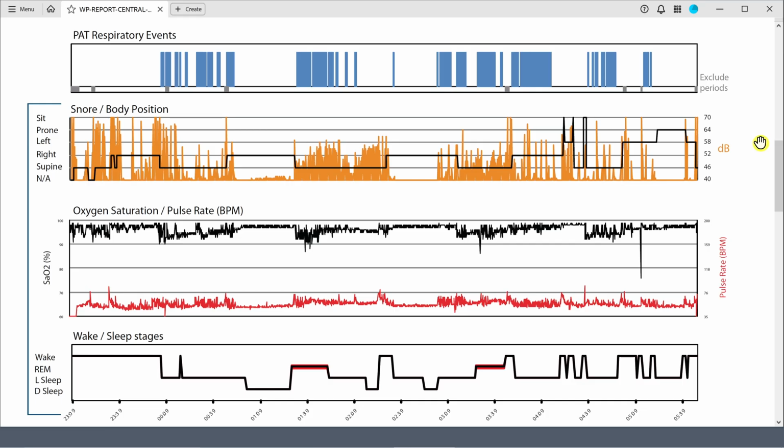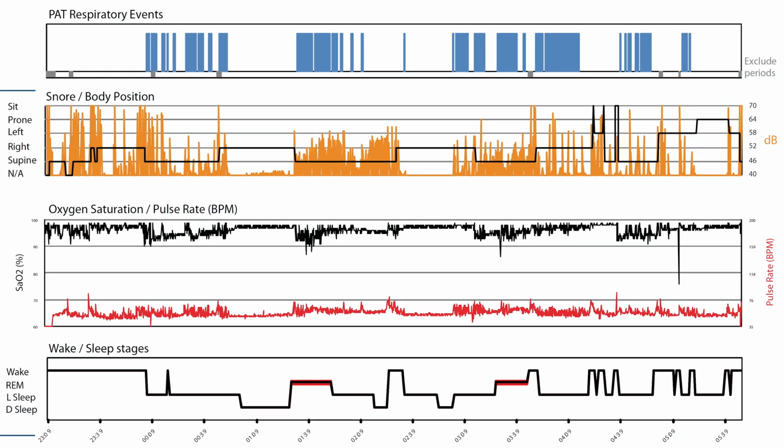Okay, on to the more interesting stuff, the graphics. Everyone likes a nice visually appealing graphic. So we'll start right at the top. Peripheral arterial tonometry, respiratory events. What's important to make note of here is the time is down at the bottom, right? So this is 11:09, and over here is 5:39 a.m.